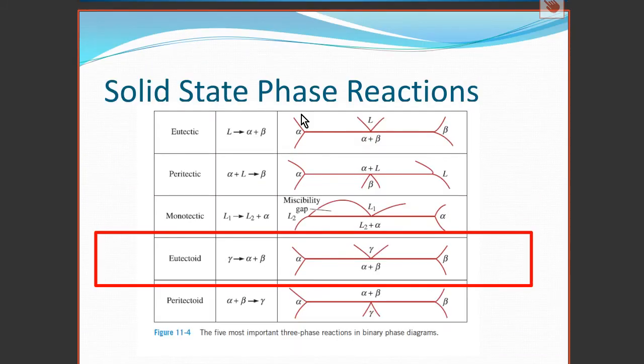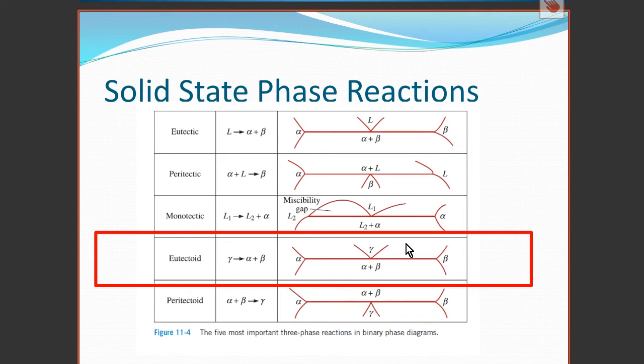In the previous learning unit, we learned about three-phase reactions within phase diagrams. And we learned about the eutectic, where a liquid melt would separate into two phases. And we saw how solders work, for example.